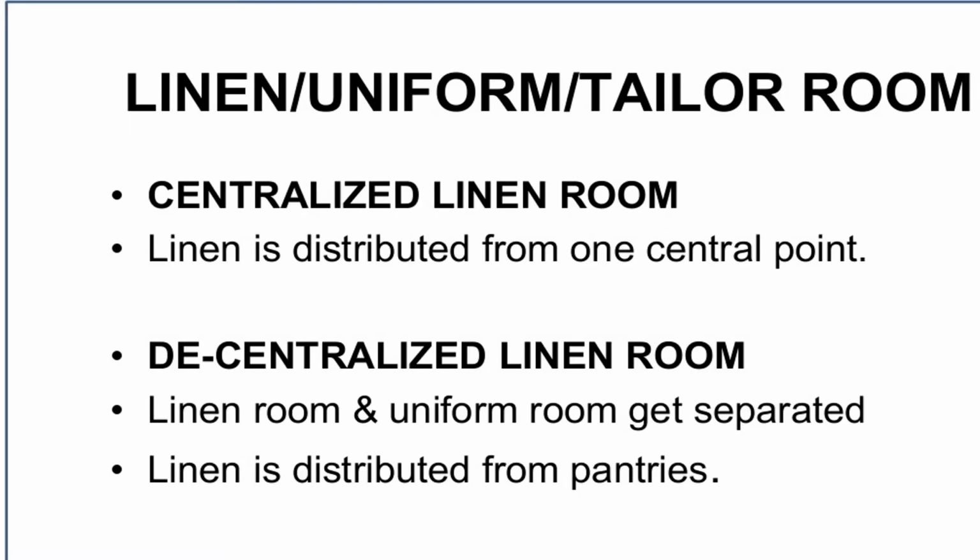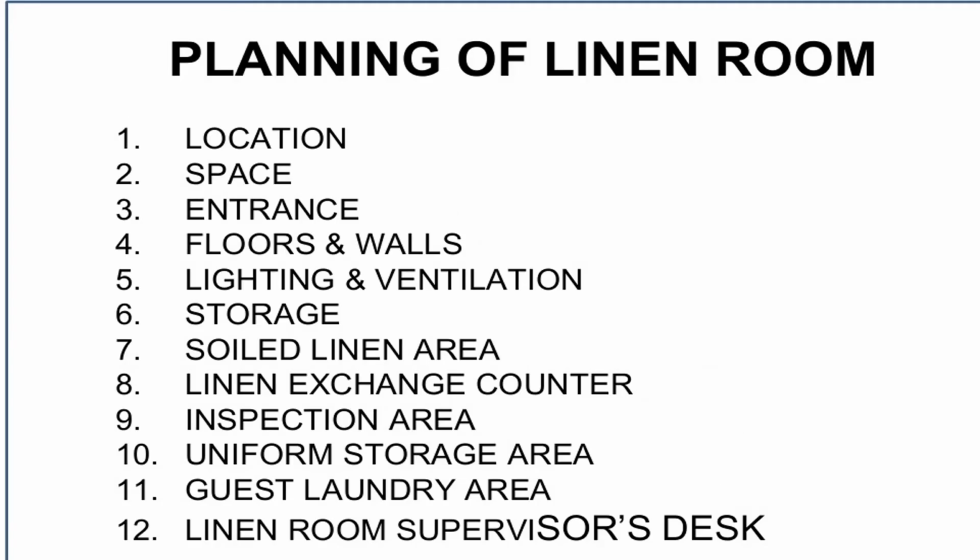Linen, uniform, and tailor rooms are of two types. One is the centralized linen room, with linen distributed from one central point. The second is the decentralized linen room, in which linen rooms get separated. They are based on every floor's pantries. Planning of a linen room. Most importantly for us: location, space, entrance, floors and walls, lighting and ventilation, storage area, soiled linen area, linen exchange counter, inspection area, uniform storage area, guest laundry area.